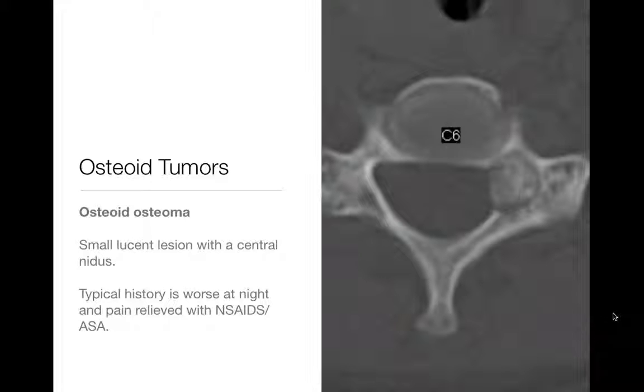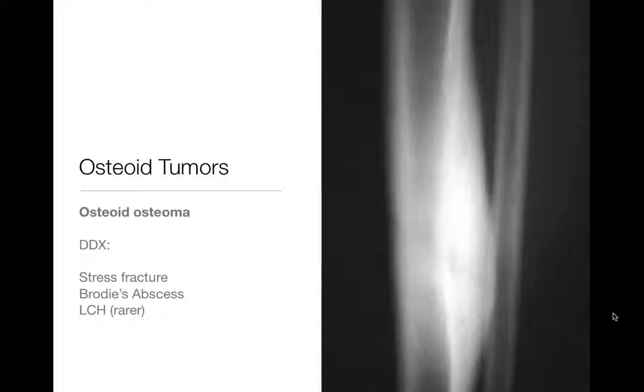So small lucent lesions, central nidus, posterior elements of the spine. For example, in a teenager coming in with back pain and scoliosis, you may see that. Or in the long bones, usually cortically based, and can often mimic a Brodie's abscess.